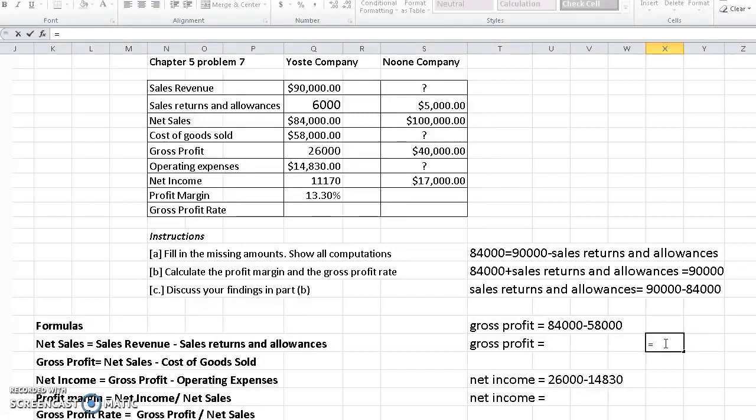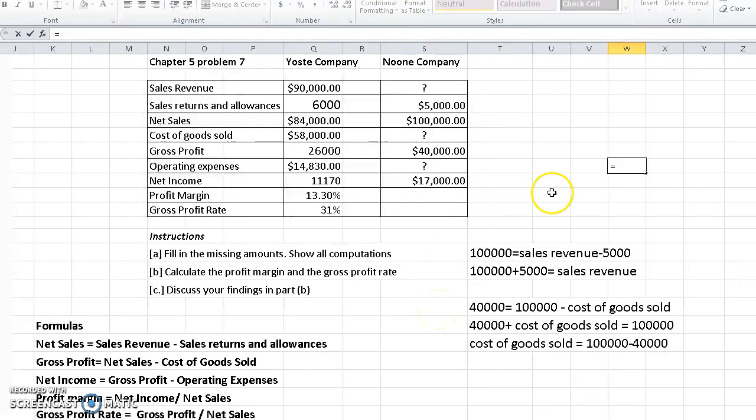Equals 26,000 divided by the net sales, which is 84,000. And that gives us 0.31. Again, we want to have that as a percentage, so we'll just come over here and put it as 31%. And make that a little bigger. And there we go on the first part. Now I'm going to go ahead and pause it and set up for the next part of the problem.